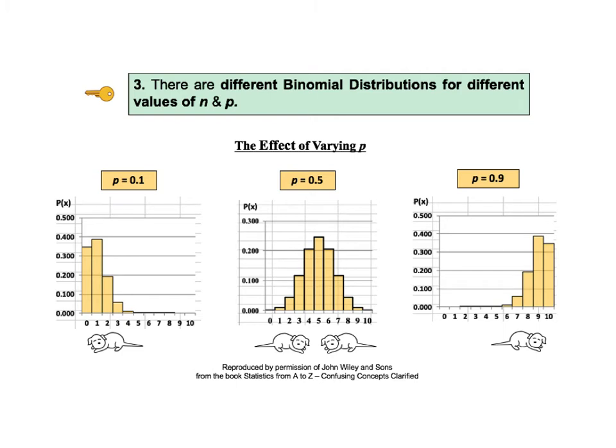These three graphs show the effect that p has on the binomial distribution. For p equals 0.5, or 50%, the middle graph shows that the distribution is symmetrical about the mean. For p less than 0.5, the mass of the distribution is on the left and the tail is skewed to the right. P greater than 0.5 has the opposite effect.